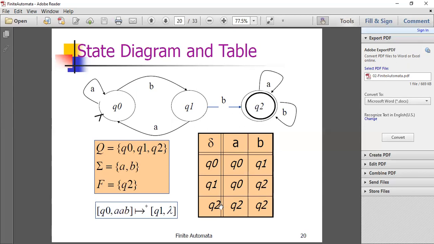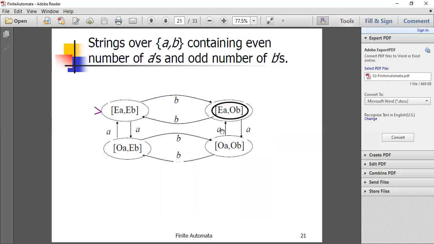That is nothing but Q2. Again here, Q2 is the final state. Q2 on A, it is Q2; Q2 on B, it is also Q2. So here the final state is Q2, and this is sigma. What are the inputs here? Only A and B input symbols here. And what are the states here? Q means the set of states, that is Q0, Q1 and Q2. This is all nothing but a finite automata. All these are designed using our finite transition diagram.